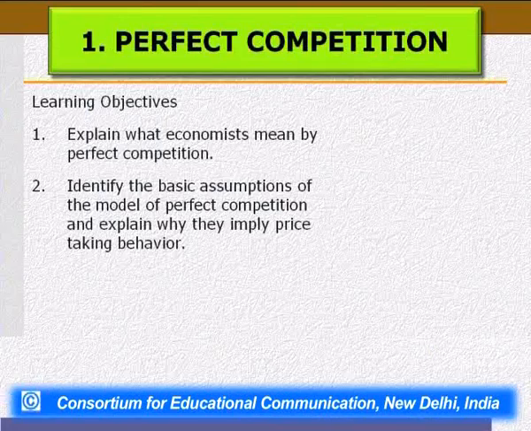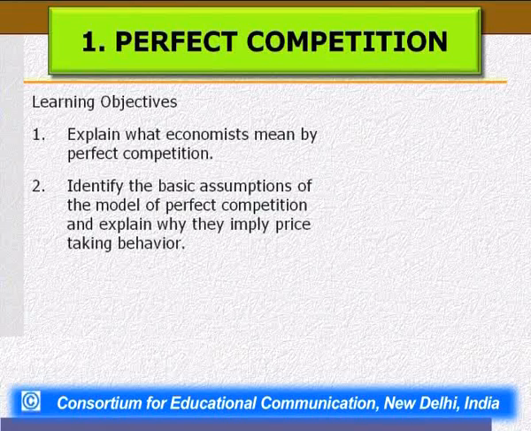So we can choose the first market, which is called perfect competition. Here you can see the learning objective of perfect competition. We can explain what economics means by perfect competition. And second, we can try to identify the basic assumptions of the model of perfect competition and explain why they imply price taking behavior.